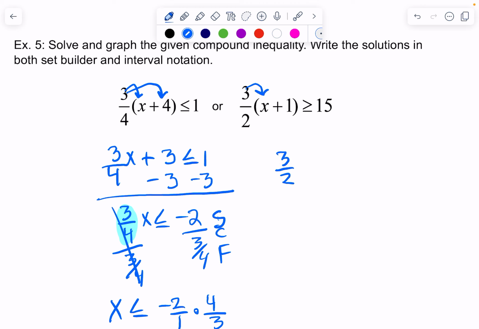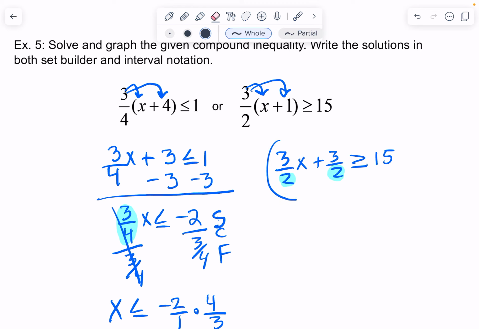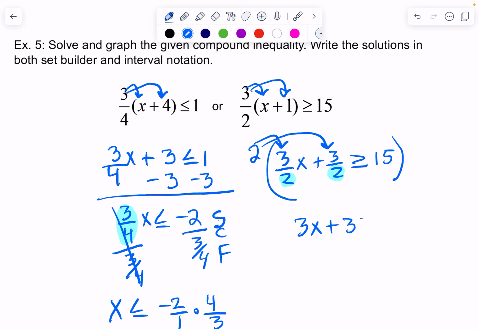Or, on the other side here, we have 3/2 x plus 3/2 is greater than or equal to 15. If you don't feel like working with the denominators, please remember that you can simply go ahead and multiply every single term by the LCD, which in this case is 2. So 2 times 3/2 will give me 3x, plus 2 times 3/2 will give me 3. And that's going to be greater than or equal to 2 times 15, which is 30.